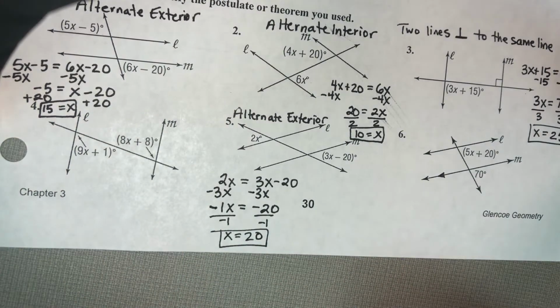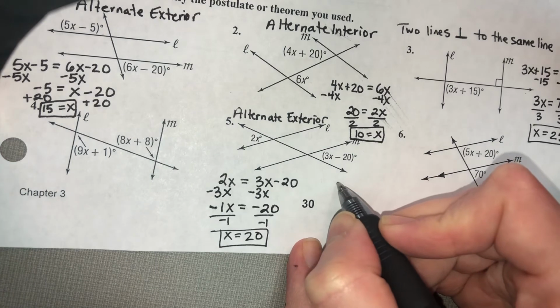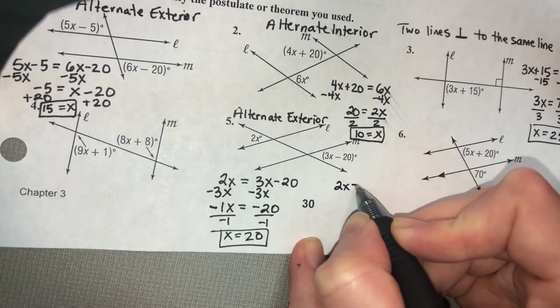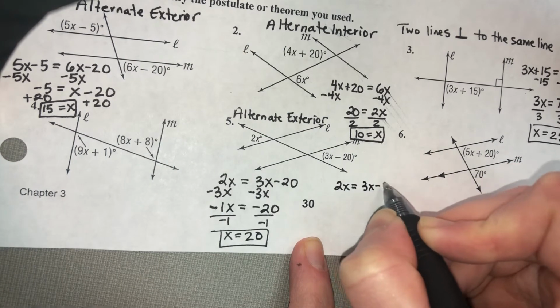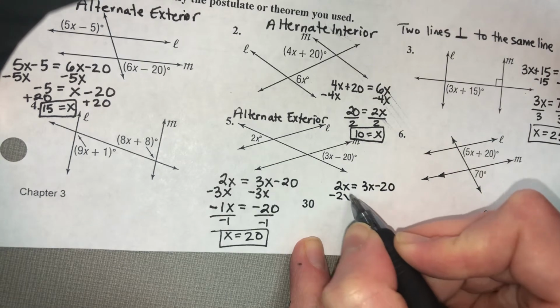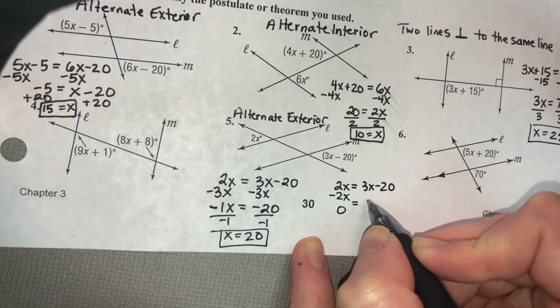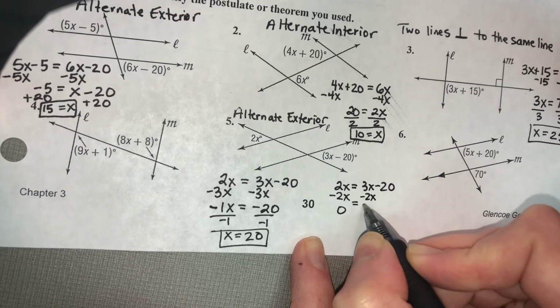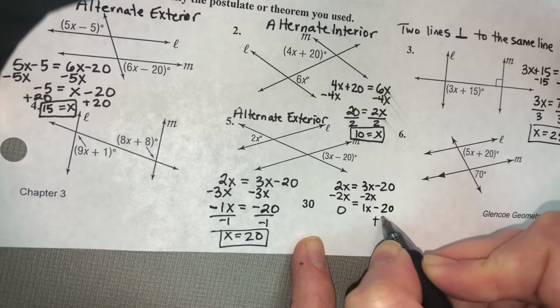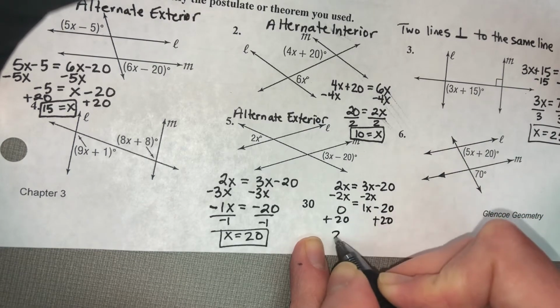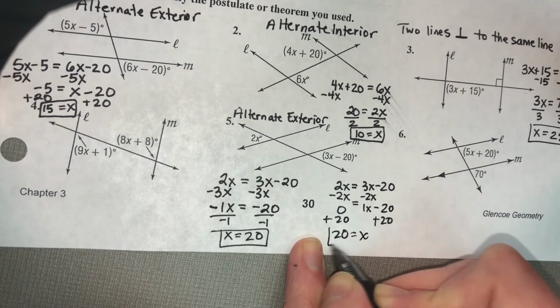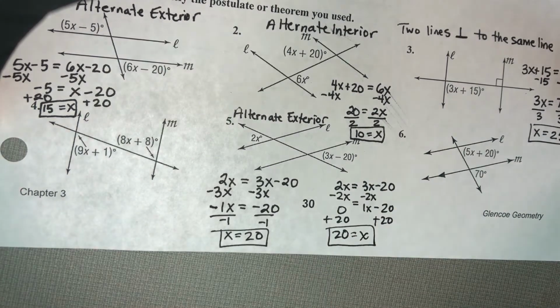Okay, hopefully you got that one correct. And if you did it the other way, where you said 2x equals 3x minus 20 and subtracted the 2x to leave you 0 here, minus 2x is 1x minus 20, and then add 20 to both sides, 20 equals x. That's another correct way to do that problem. So either one is fine.